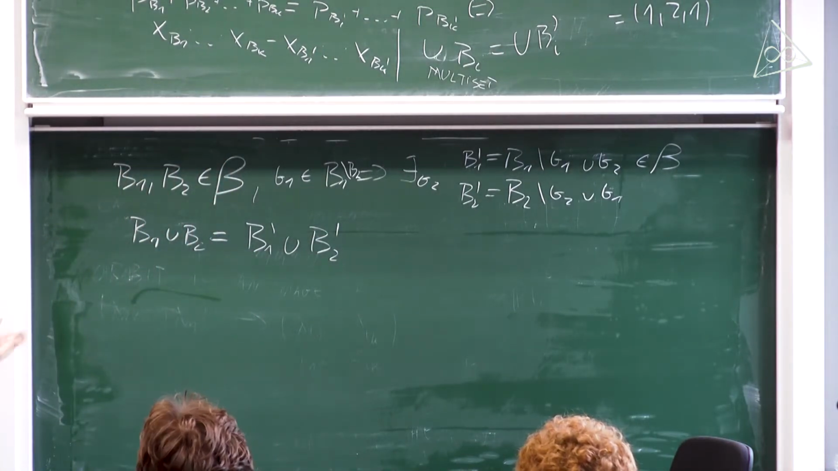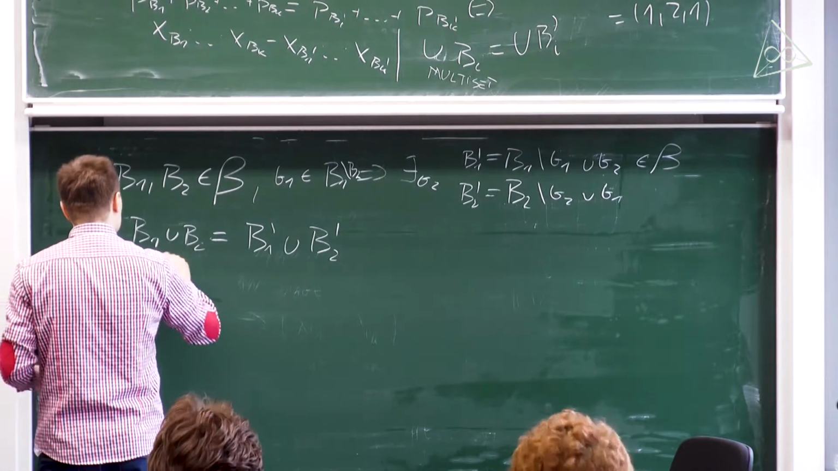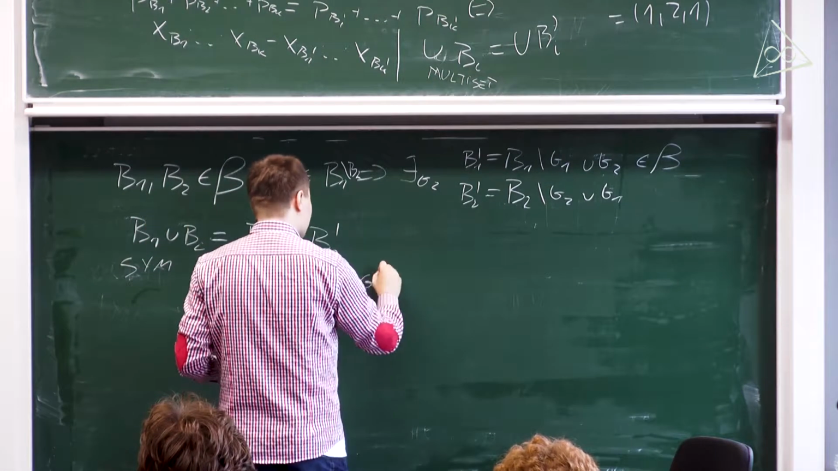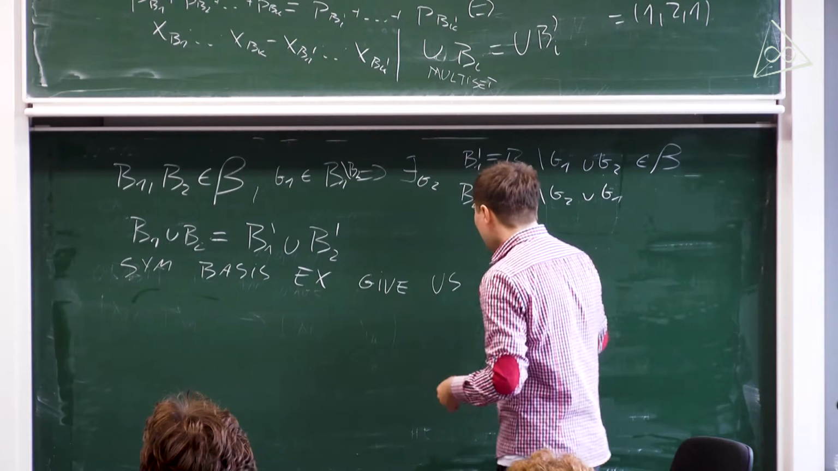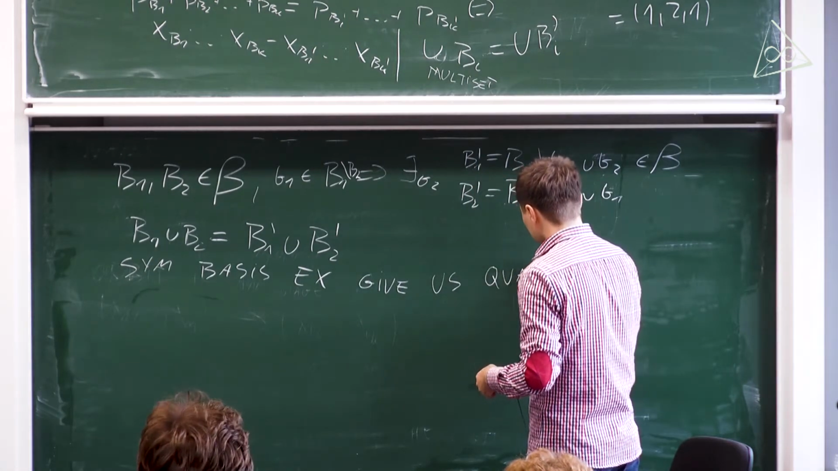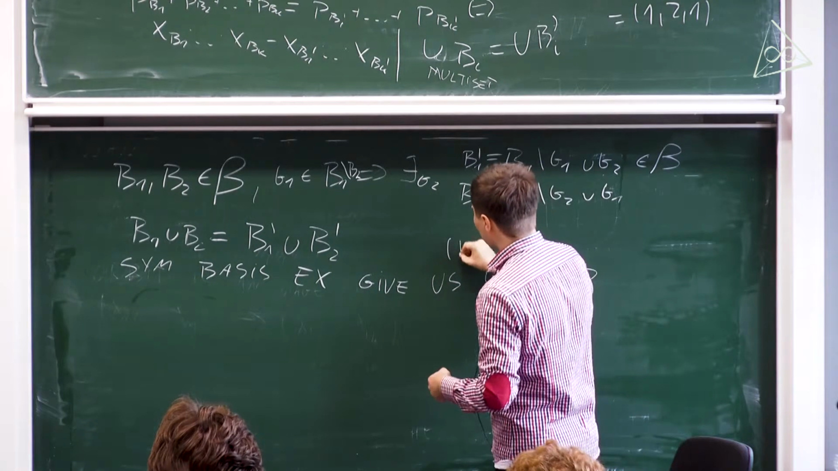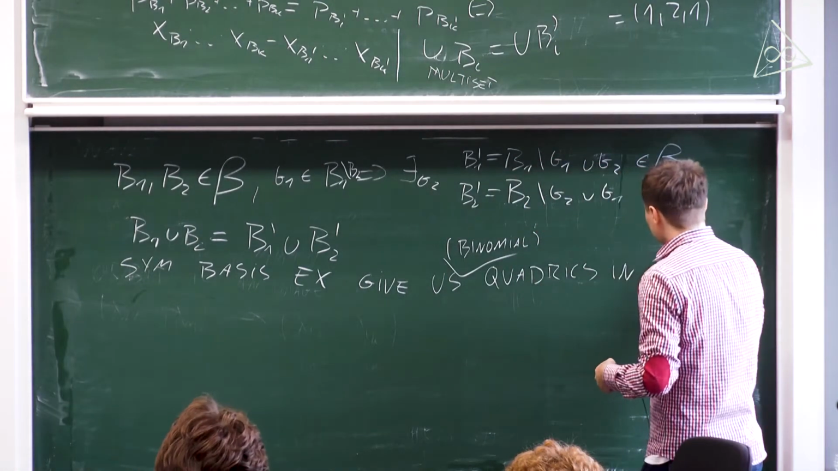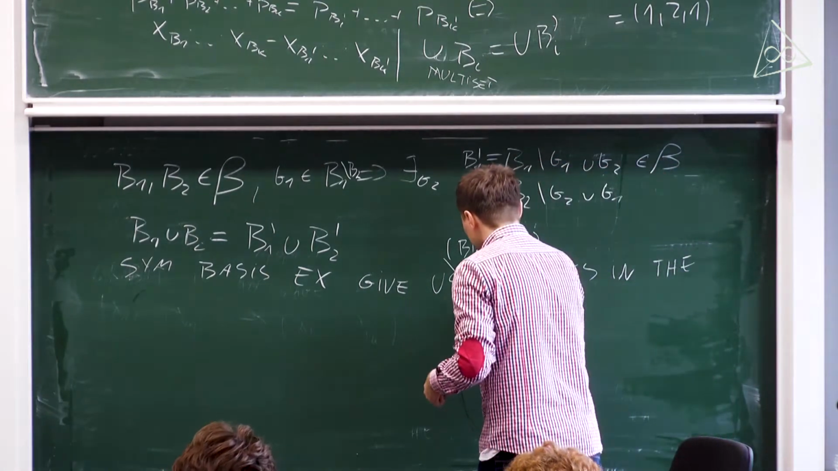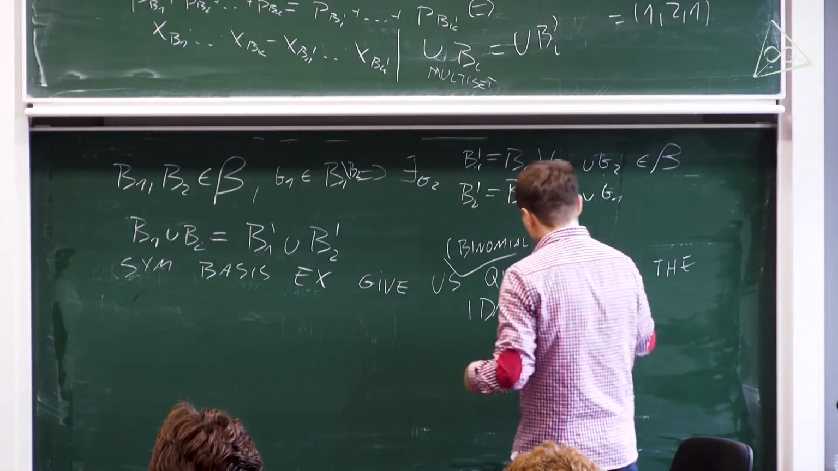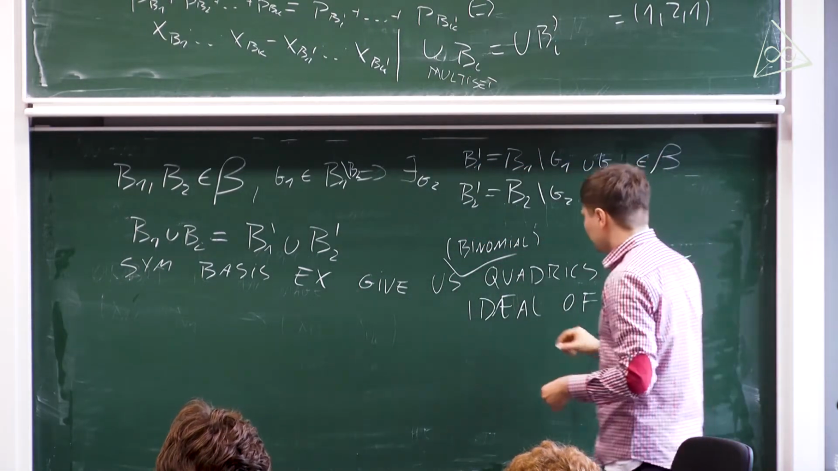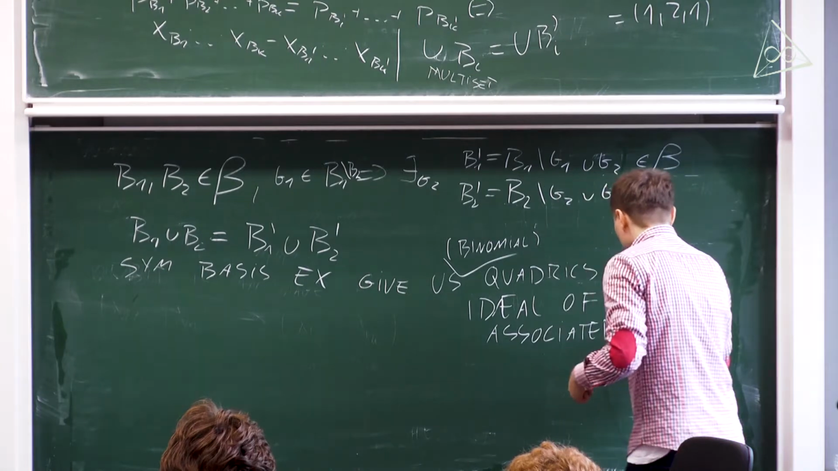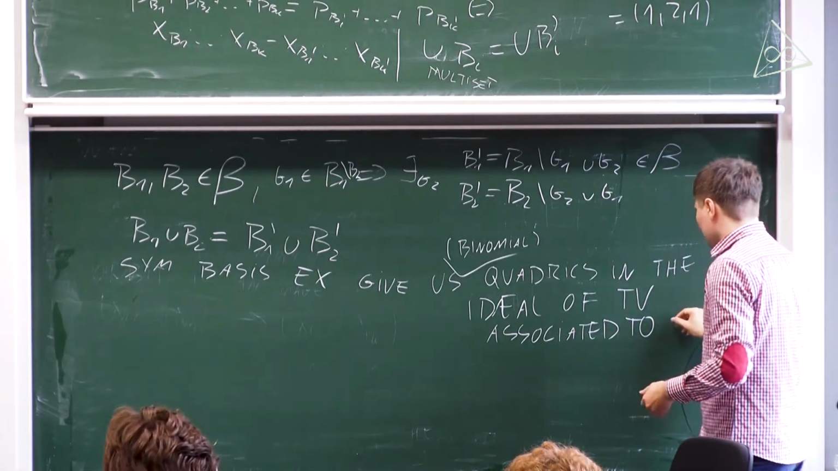So what did we prove? Symmetric basis exchanges give us binomial quadrics in the ideal of the toric variety associated to the basis polytope.